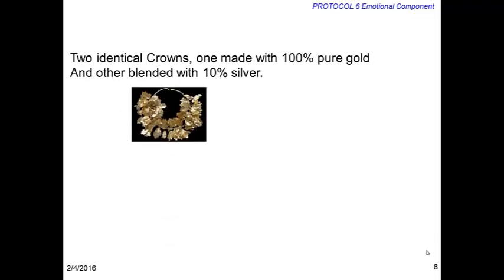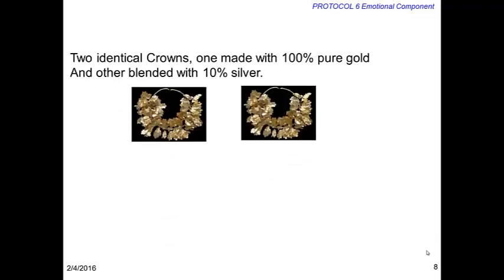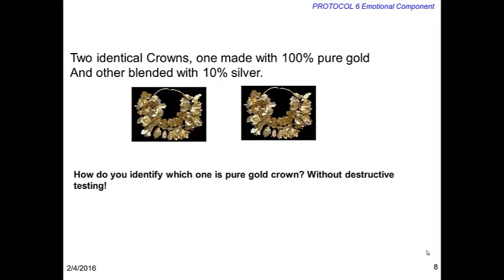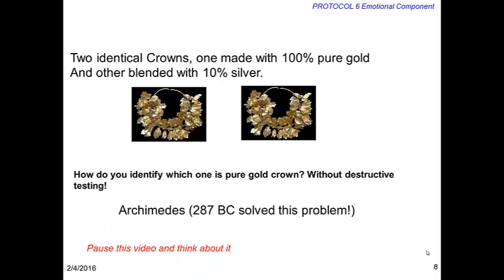Here is another version of Archimedes' Eureka story. Imagine that you have two identical crowns, one made with 100% pure gold and other blended with 10% silver. How do you identify which one is pure gold crown without a destructive test? Please pause this video and think about it.